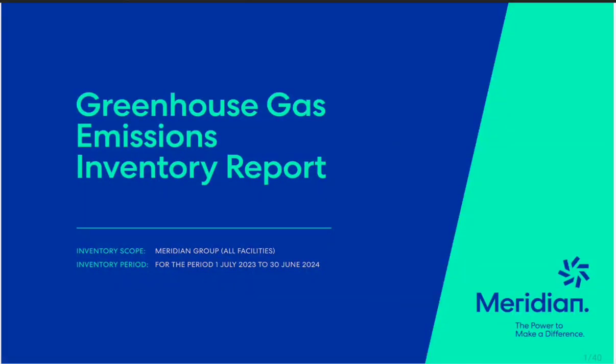So today we'll start one more case study about greenhouse gas emissions inventory report. We'll take the example of this Meridian group. We'll go through the report for the inventory period of 1st July 23 to 30th June 24. Inventory scope is all facilities of this group, so whatever is covered in the organizational boundaries, we will see that.